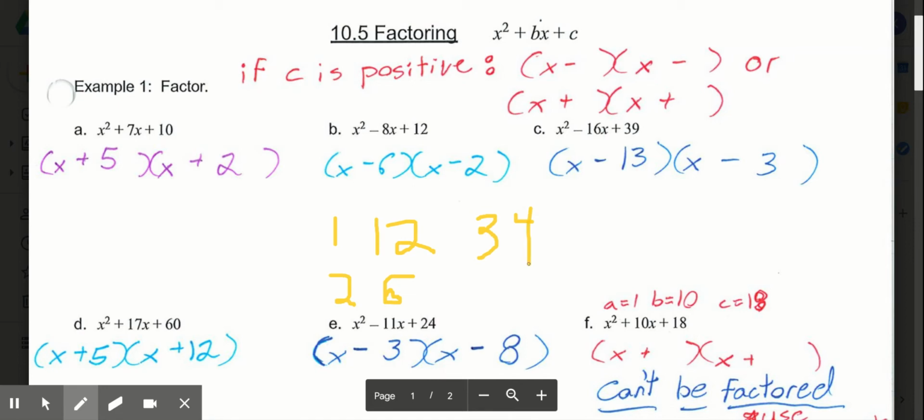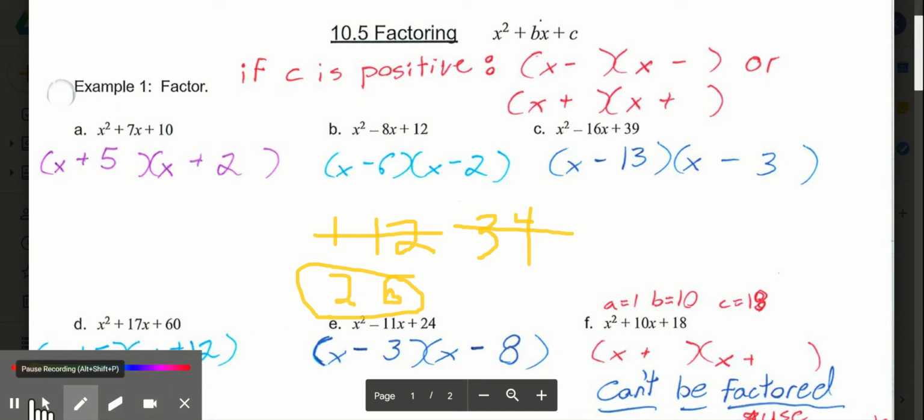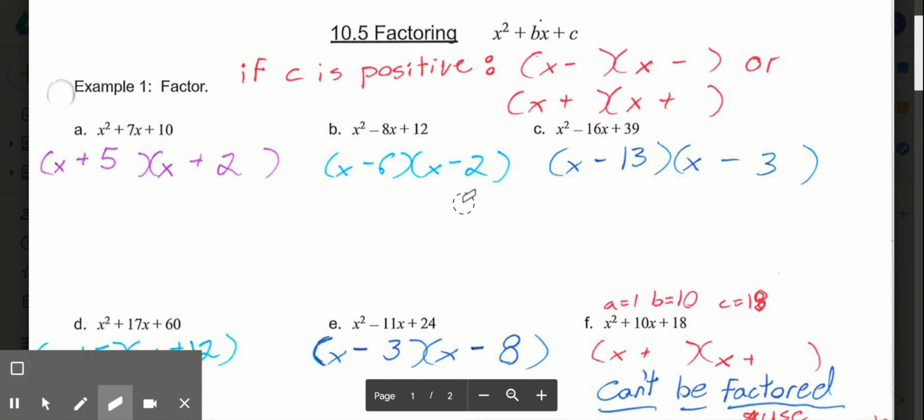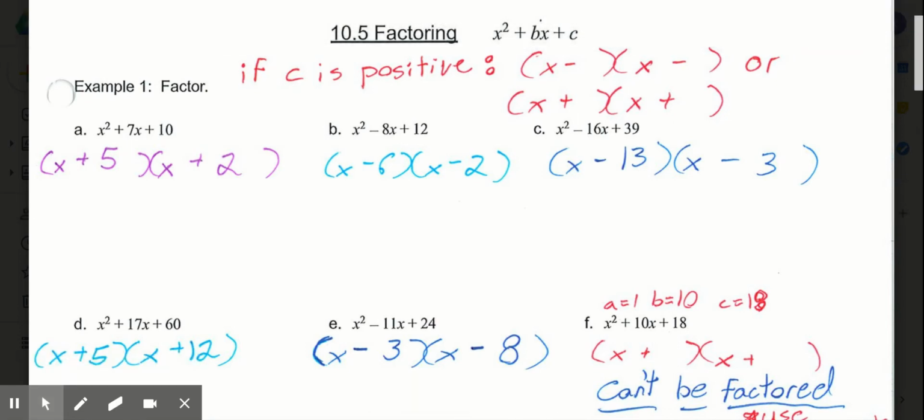Well, in this case, we want to think about which ones of these three options could be put together to give us the value of 8. Well, 2 and 6 gives us 8. 1 and 12 is not 8. 3 and 4 is not 8. So we'll be using the 2 and 6. Now, what you want to keep in mind with the 2 and 6 is that because this value in the middle is a negative 8, our setup would be x minus 6 times x minus 2.